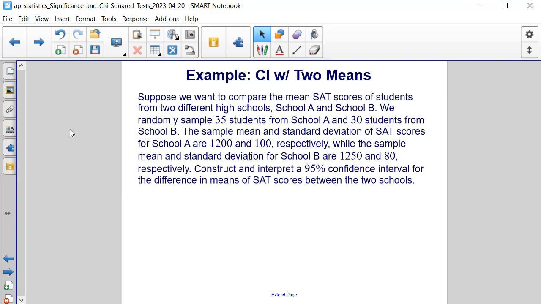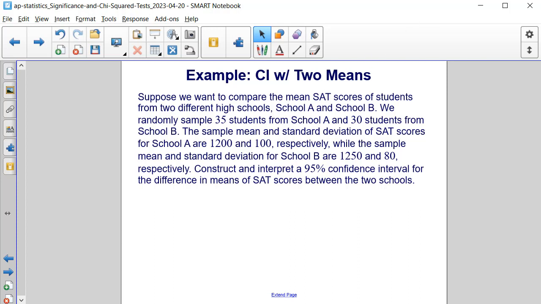The sample mean and standard deviation of SAT scores for School A are 1,200 and 100 respectively, while the sample mean and standard deviation for School B are 1,250 and 80, respectively. Construct and interpret a 95% confidence interval for the difference in means of SAT scores between the two schools.